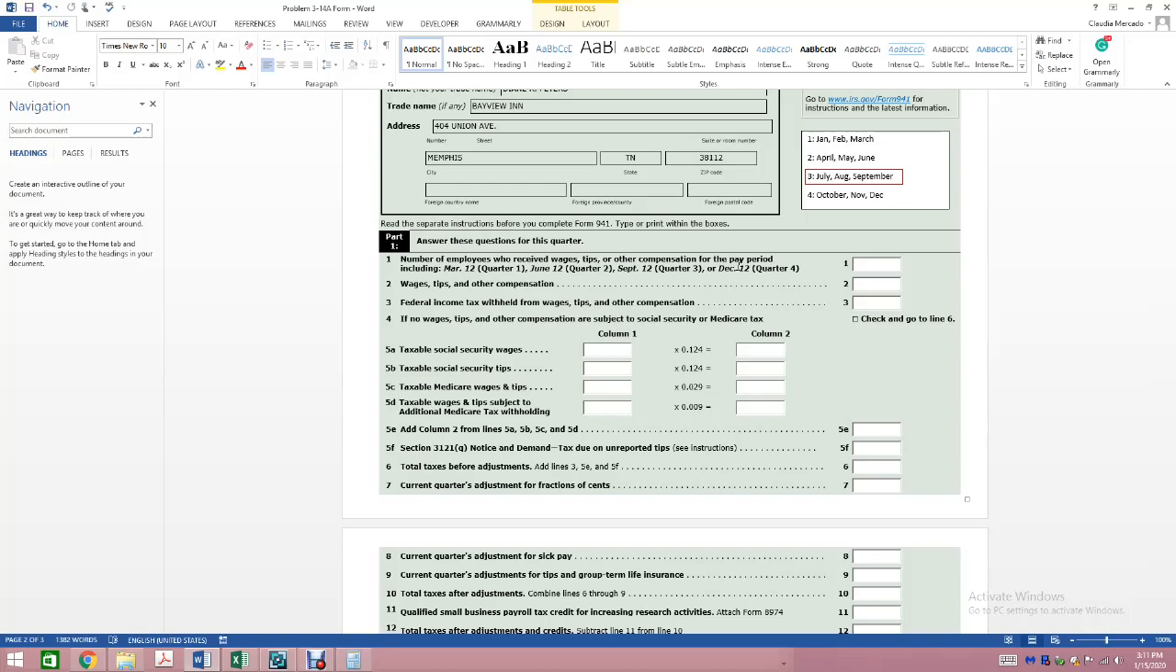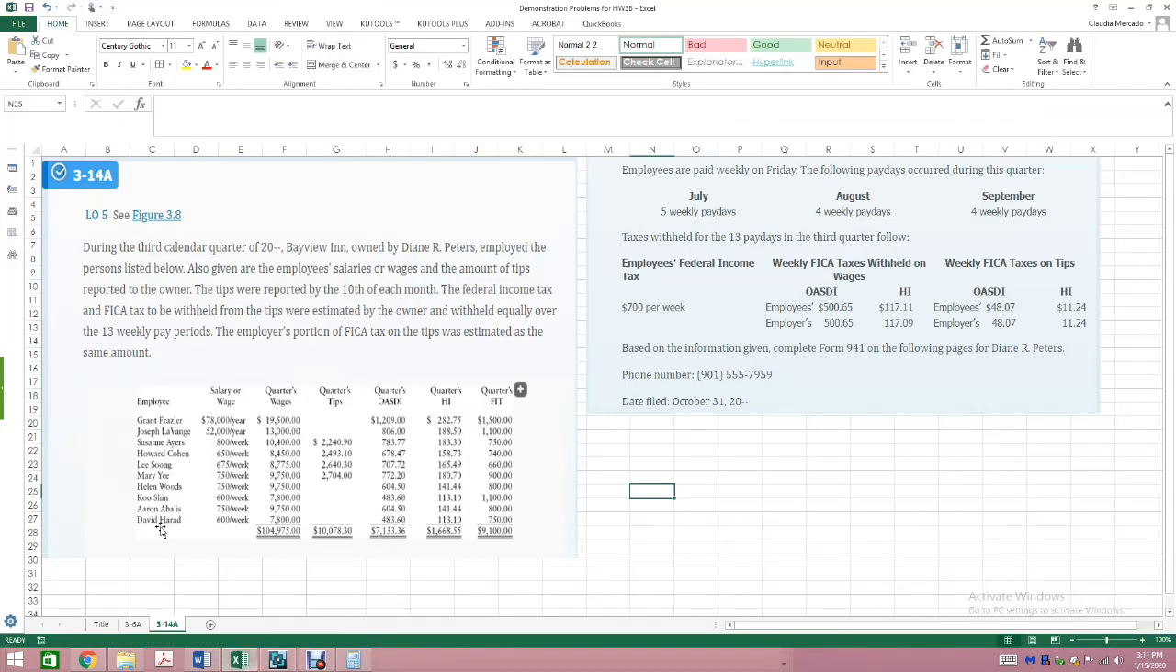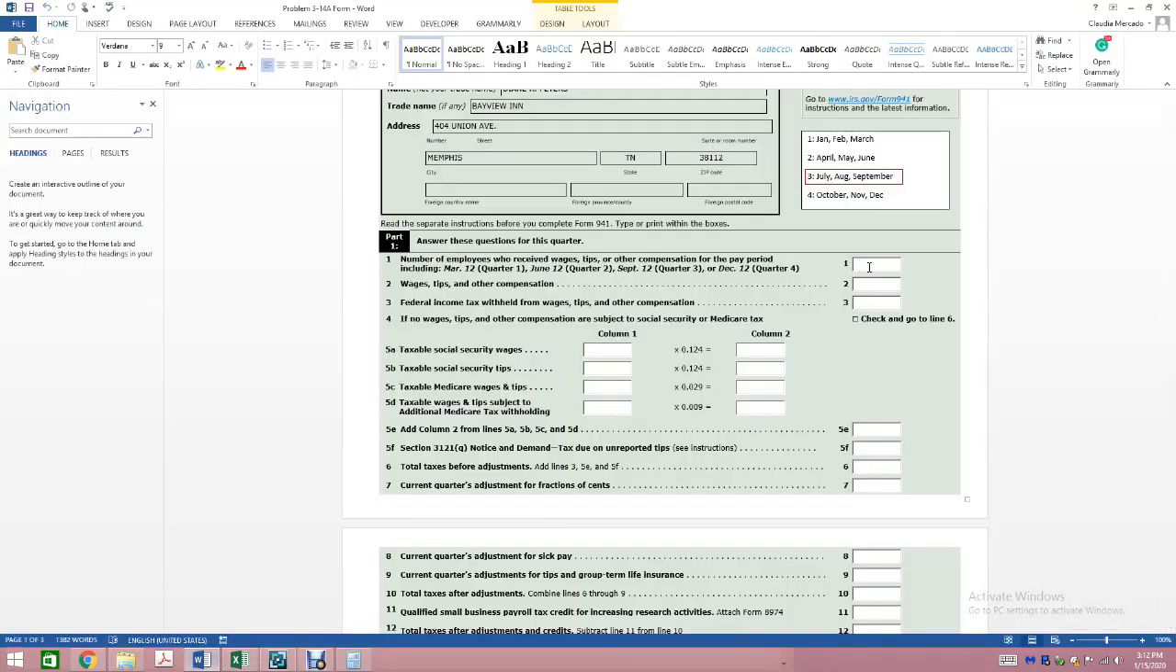I'm not going to go through that in detail. I'm just going to go over some of the information here. So you are expected to go back and review the information as to what goes in each of the boxes. Okay. So the first information here we have is the number of employees who receive wages, tips, or other compensation. So I'm going to go back to my problem and see how many employees I have. I'm just going to count them. 1, 2, 3, 4, 5, 6, 7, 8, 9, 10. I've got 10 employees. I'm going to put that right there. Okay, 10 employees, pretty easy.